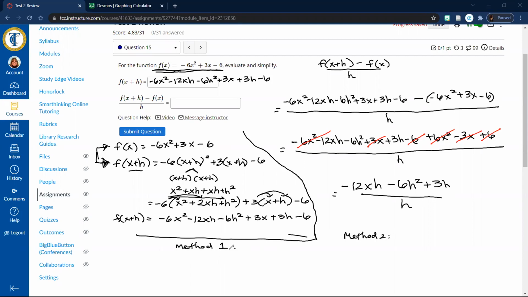Method 1 is you can factor an h out from the top, right? So if you factor an h out, you end up with negative 12x minus 6h plus 3. You guys see that? All over h. Or you can separate them and just make sure that you're putting each one over h.